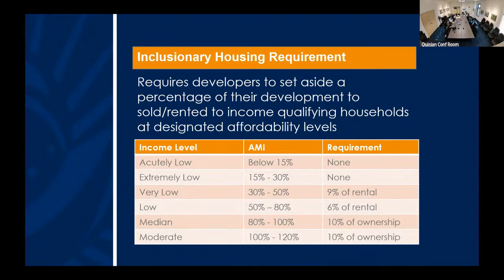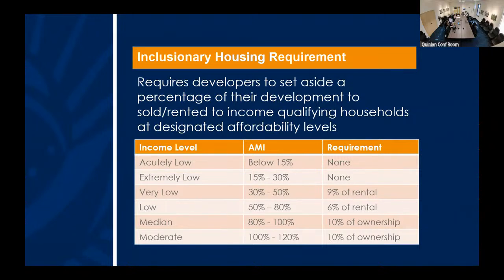We require 9% of all rental projects to be made available to very low income. So combined, that makes for 15% of the total development, right? We do not currently have a requirement for extremely low income, which is 15 to 30%, or acutely low.